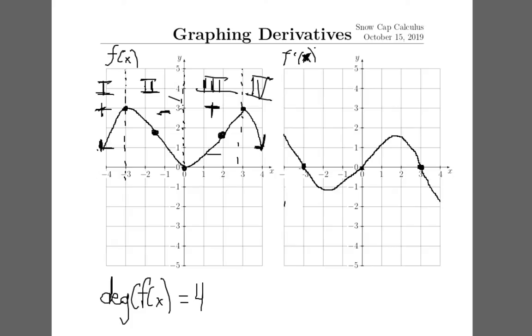So the degree of f prime of x should be 3. And just going off of what we know about what the graph of x cubed versus x squared versus x looks like, it seems to make a lot of sense. So the degree of f of x, basically that means that our original f of x should have an x to the 4th as the greatest power.